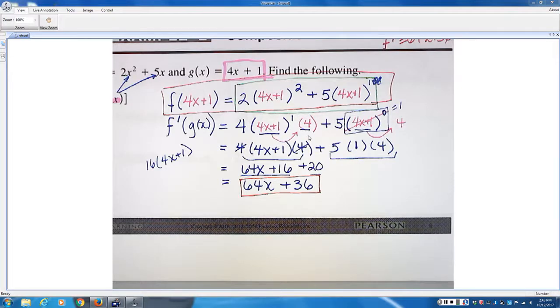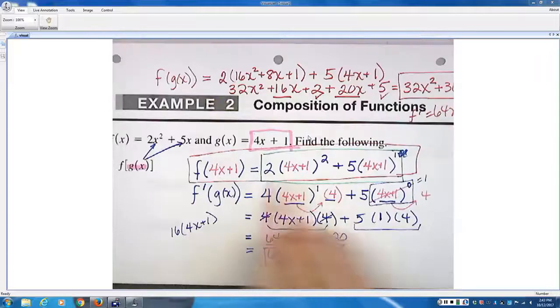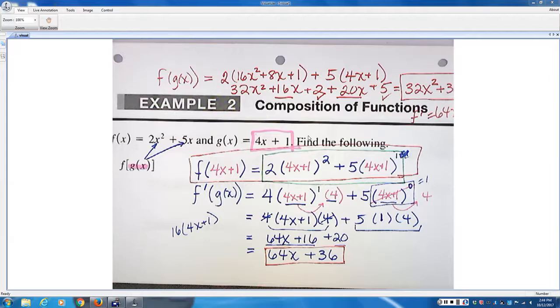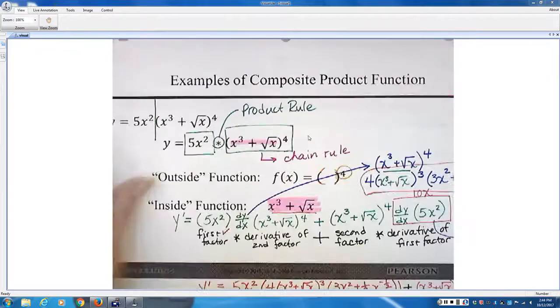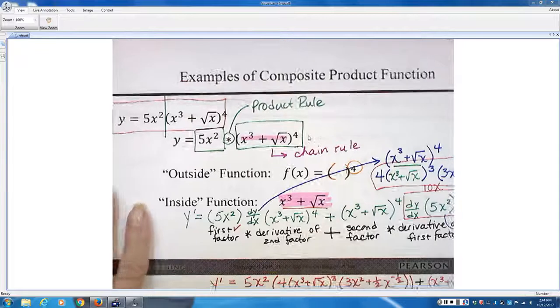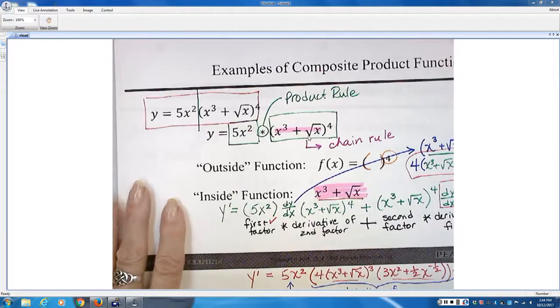Why do you need the chain rule? Well, because we could actually simplify this, but simplifying that was not so easy. So you do need your chain rule.